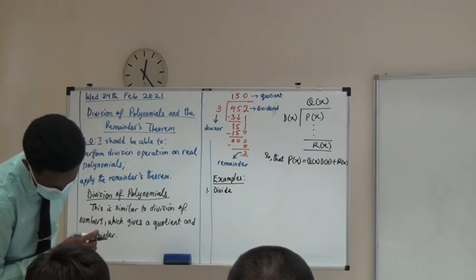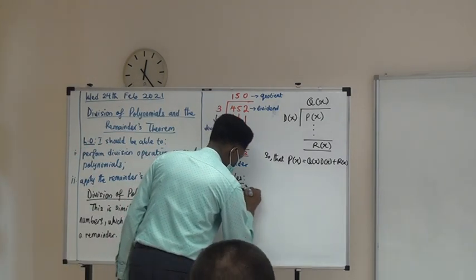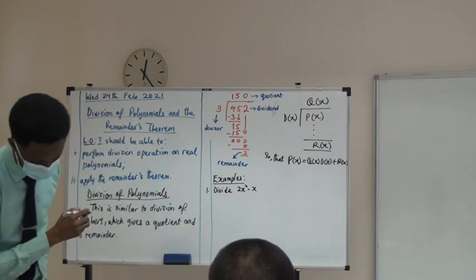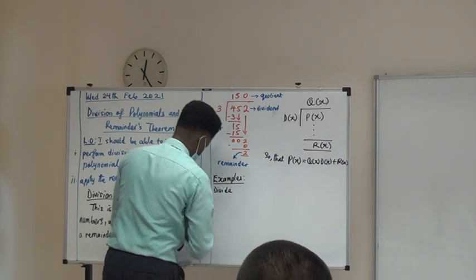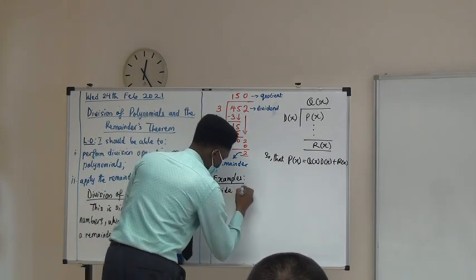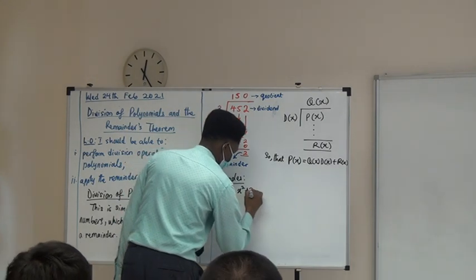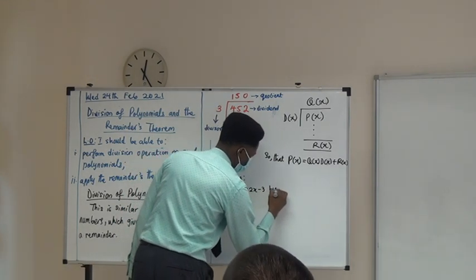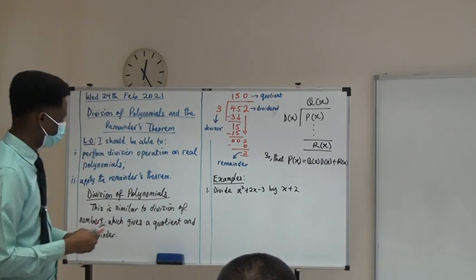Divide x squared plus 2x minus 3 by x plus 2. Please pay attention.